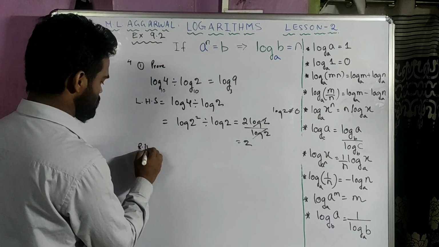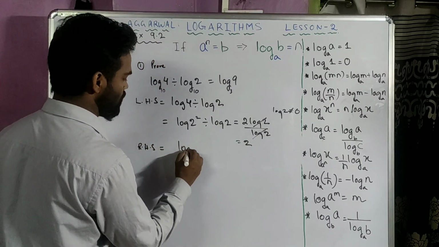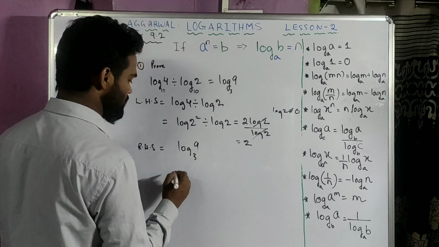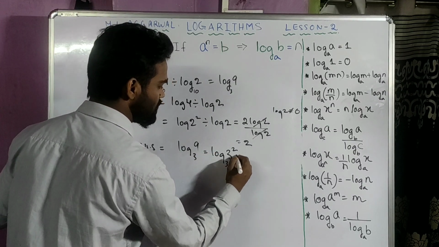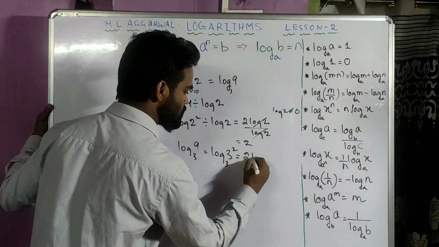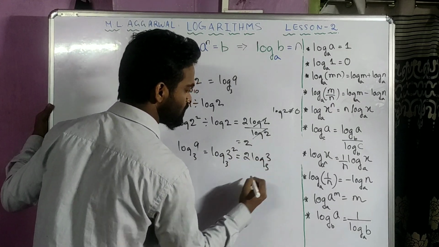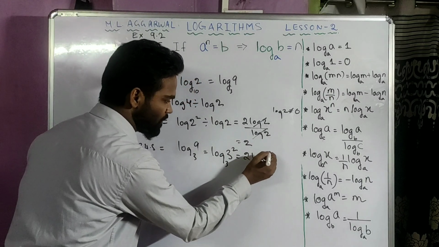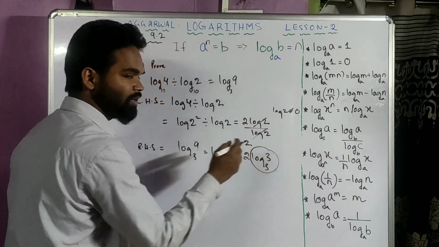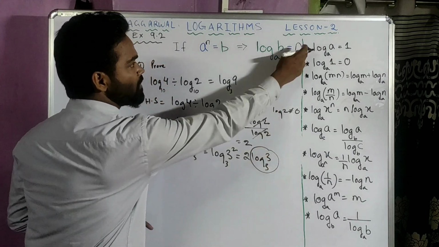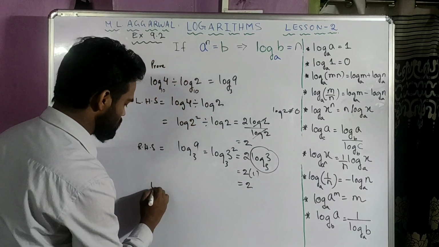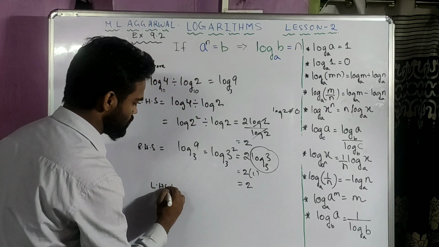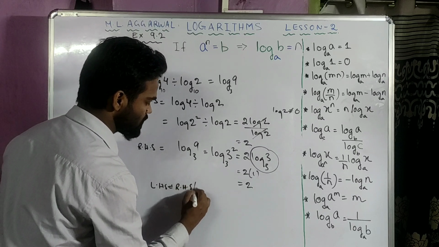Now I'll solve RHS. RHS is log 9. The base is 3. Be careful. So this, can I write log 3 square base 3? So this 2 comes in front. 2 log 3 base 3. Now look carefully. Log of 3 base 3. These two are the same, which means this becomes 1. So this becomes 2 multiplied by 1. That's 2. So LHS equals RHS, you can say, verified.